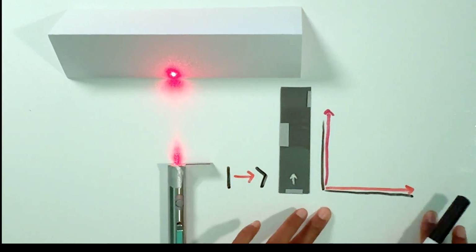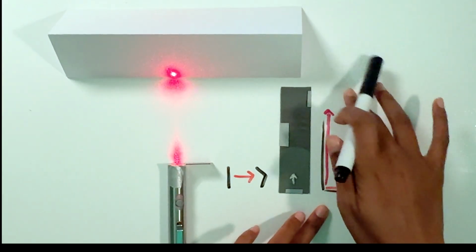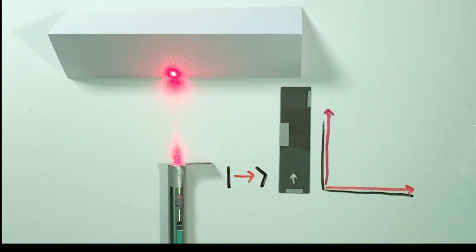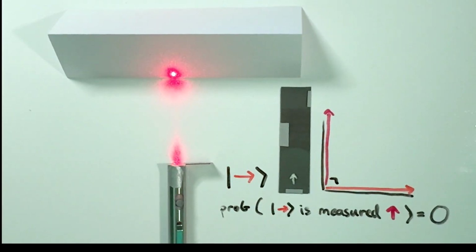Now let's look at the second rule of quantum mechanics. To figure out the probability that this light is going to be measured in this state, what we have to do is look at how perpendicular they are. And you can see that here, they're very perpendicular. So that means that the probability that this state is measured as being up is 0.